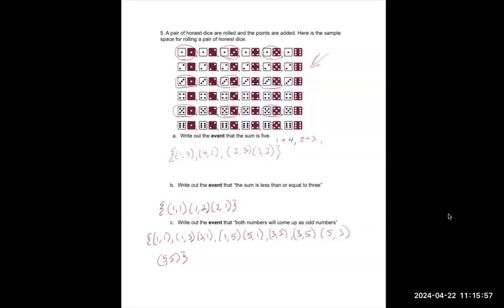So yeah, it looks like we got everything in the event. All the different ways that I could roll 2 odd numbers, I believe I circled them and listed them down here. So that looks good. All right.